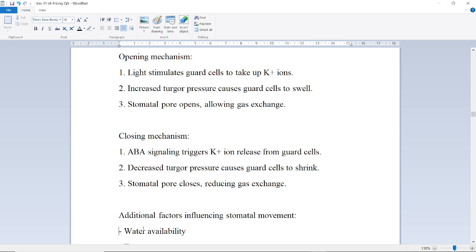Closing mechanism. Abscisic acid signaling triggers potassium ion release from guard cells. Decreased turgor pressure causes guard cells to shrink. The stomatal pore closes, reducing gas exchange.